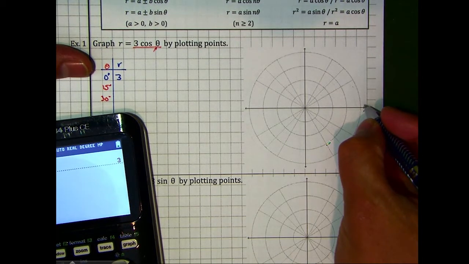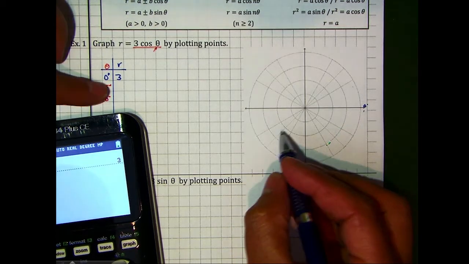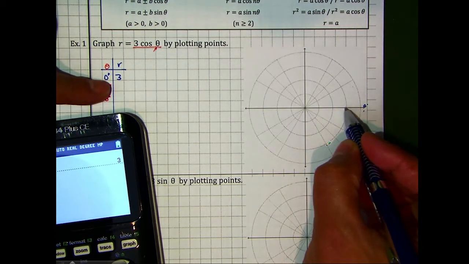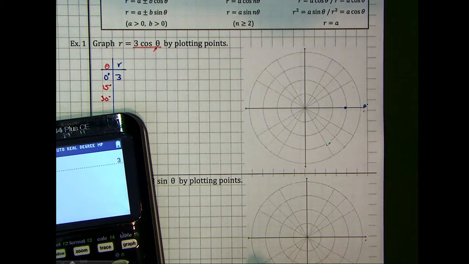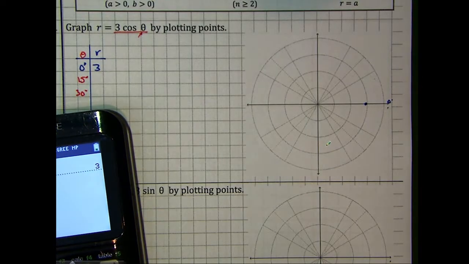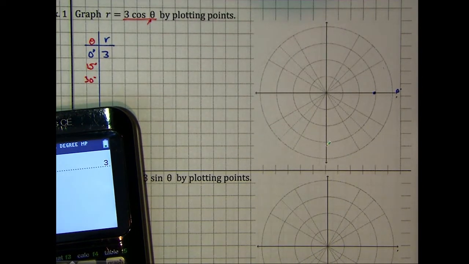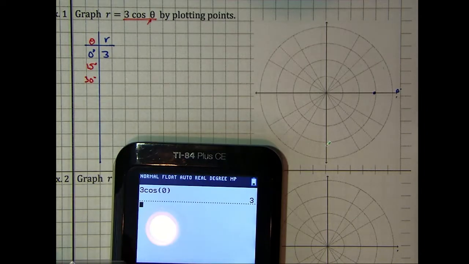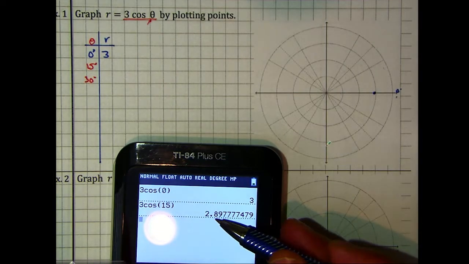And then we're going to plot it. So this is 0 degrees. So 1, 2, 3, and we're going to place a dot. And then we're going to go back. 3 cosine of 15 degrees will be 2.89. And we need just one decimal place, so 2.9 will be perfect.